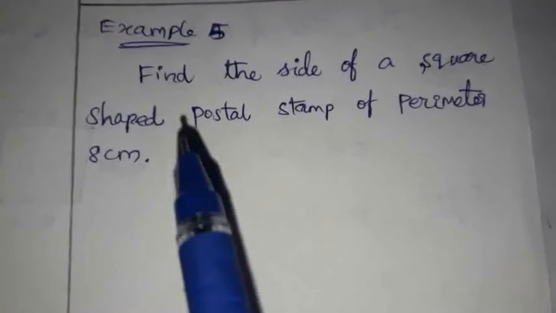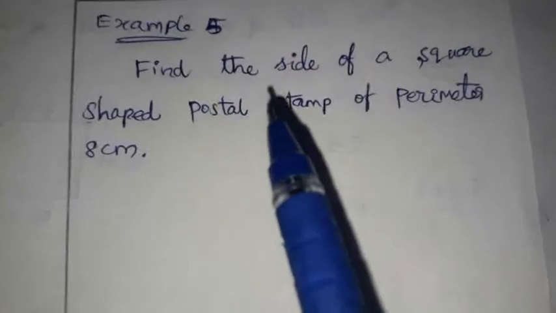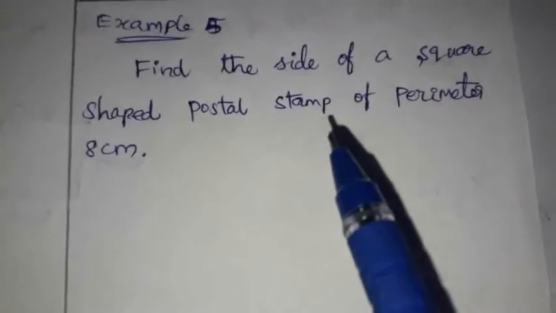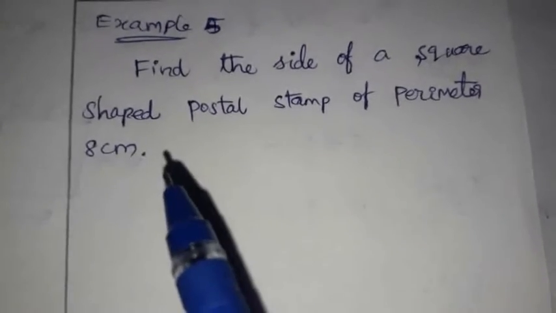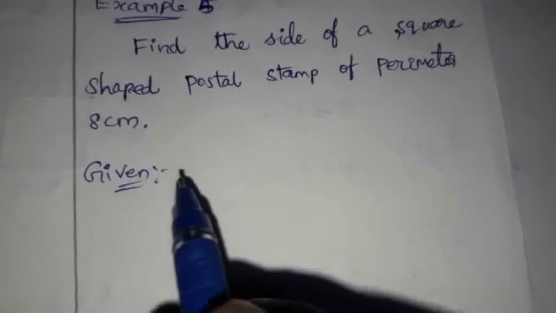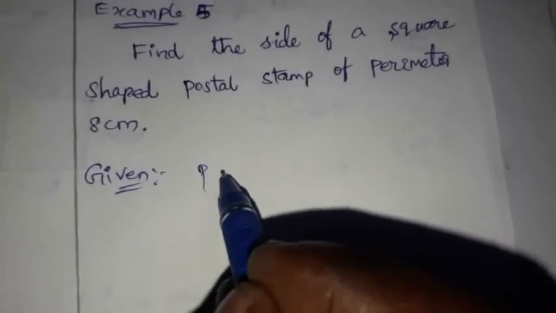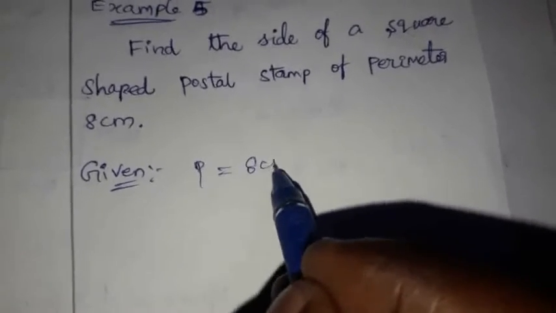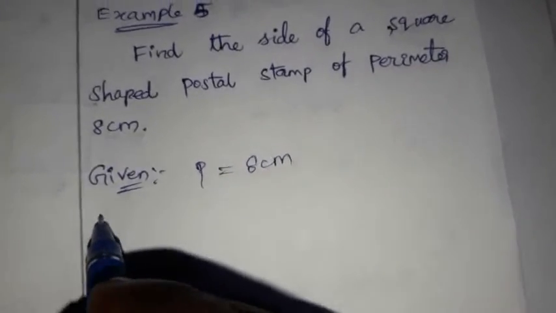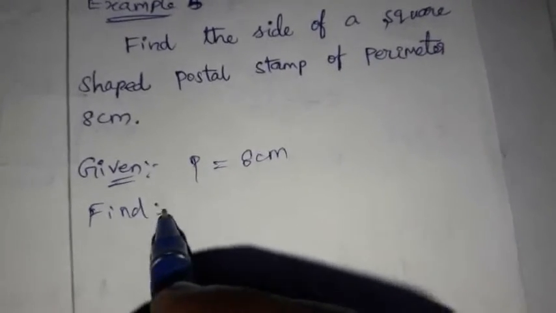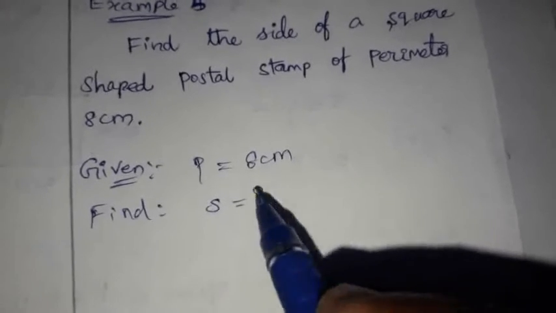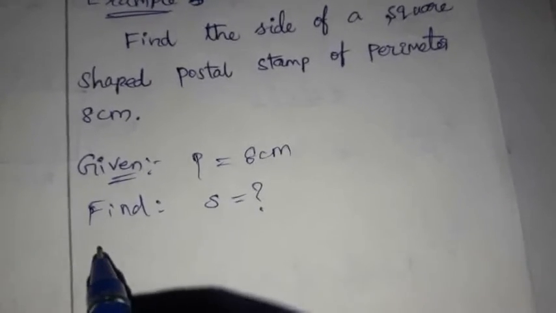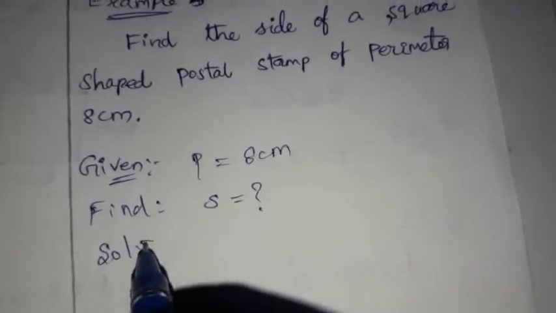Next, we are going to see the book example 5. Find the side of a square shaped postal stamp of perimeter 8 centimeter. First we have to write what is given in the question. Perimeter P is given, it is equal to 8 centimeter. Next we have to find the side S equal to question mark. We are going to find it. Let us see the solution.